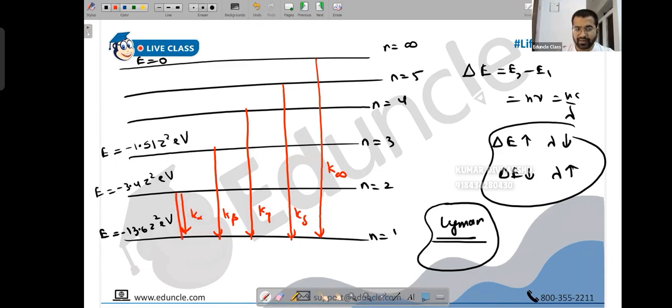So, the point is, people, in K alpha, energy transition is least, and in K infinity, whatever you want to call this, or you can call this K max, any notation is fine. Suppose K infinity. In this transition, energy transition is maximum because we're going from 0 to minus 13.6. So you can say K alpha has minimum energy transition, and K infinity has maximum energy transition.